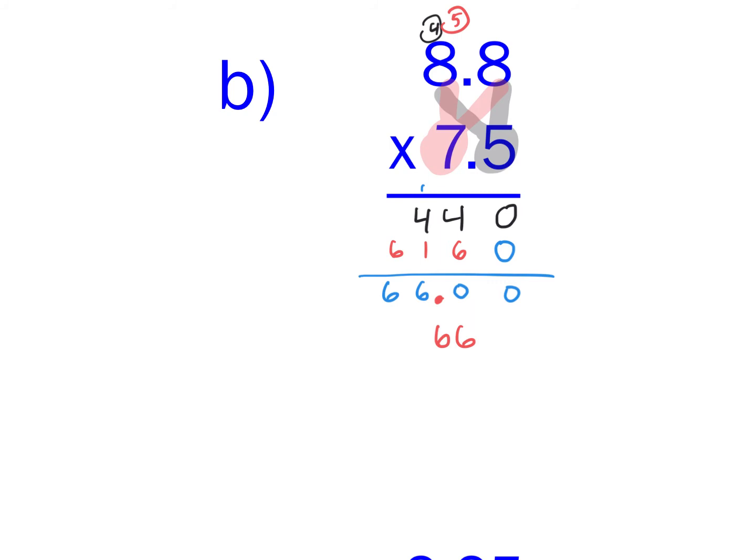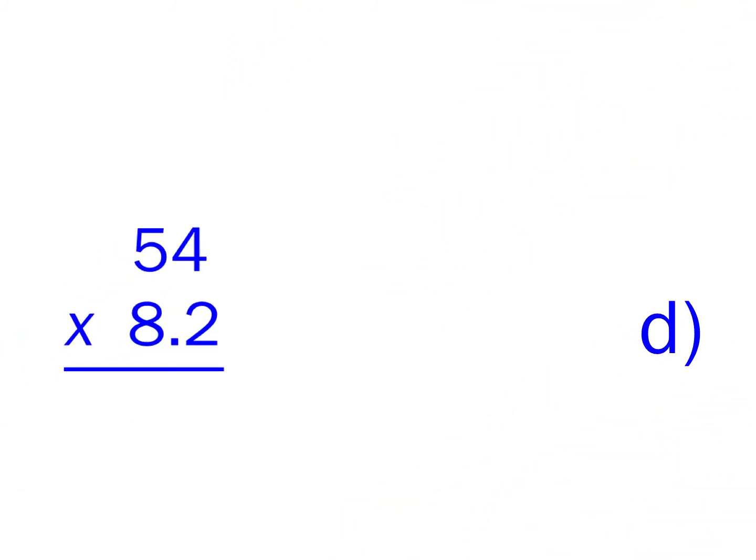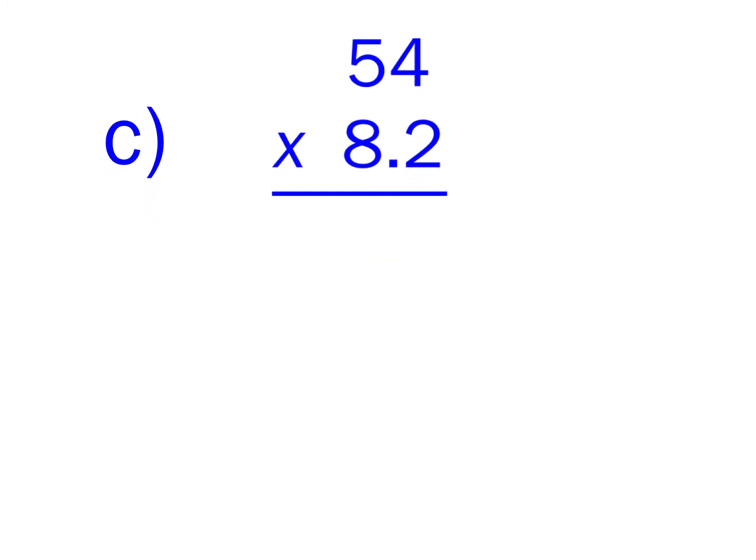We're going to do 2 more questions just to make sure we're on the right path here. So let's go ahead and try this one. 54 times 8.2. So ignore the decimal for now, and we're going to go ahead and take the 2, multiply by the 4, and then by the 5. So 2 times 4, 8.